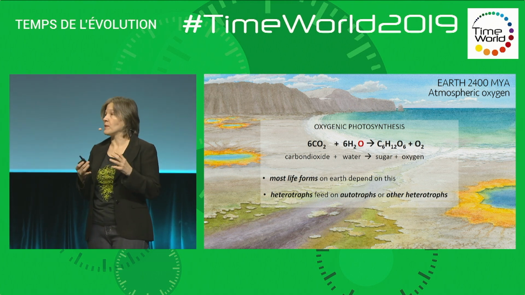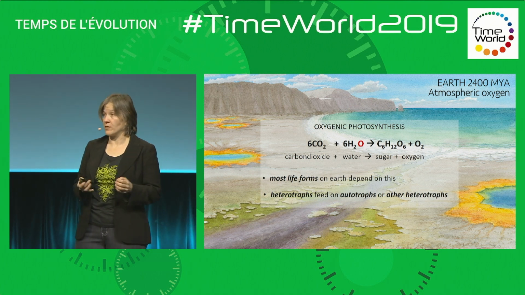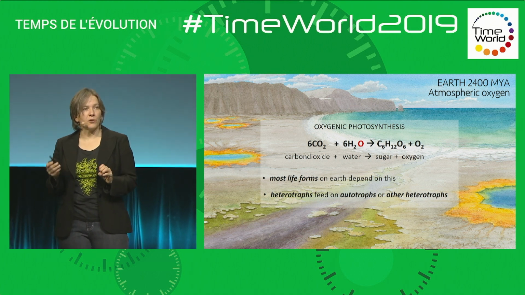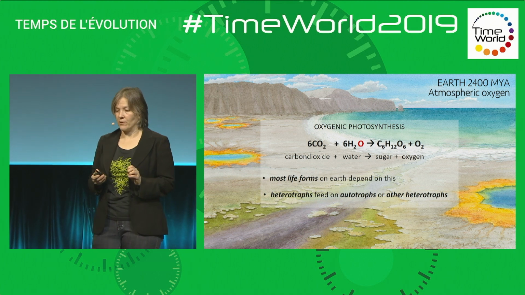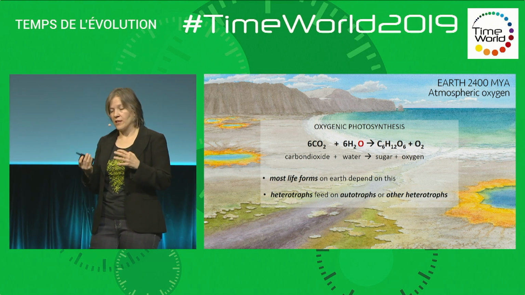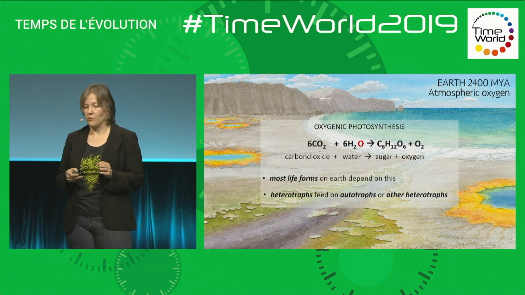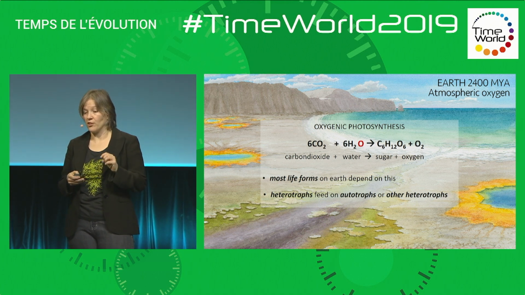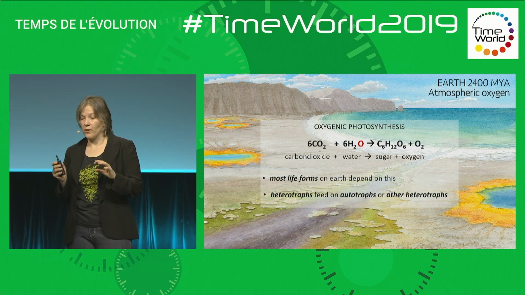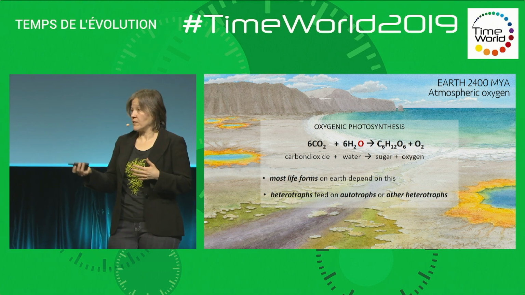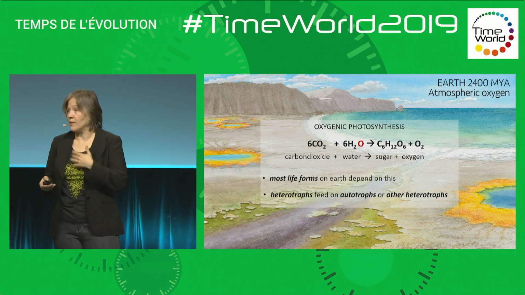And with sugar, you can make all kinds of other organic compounds. So this is a really important formula because most life forms on our planet depend on this. Photosynthesizers like the ones that I described earlier and these ones that do oxygenic photosynthesis is what a lot of the food webs are based off. And heterotrophs, like us, eat plants, autotrophs, to stay alive and to get energy.